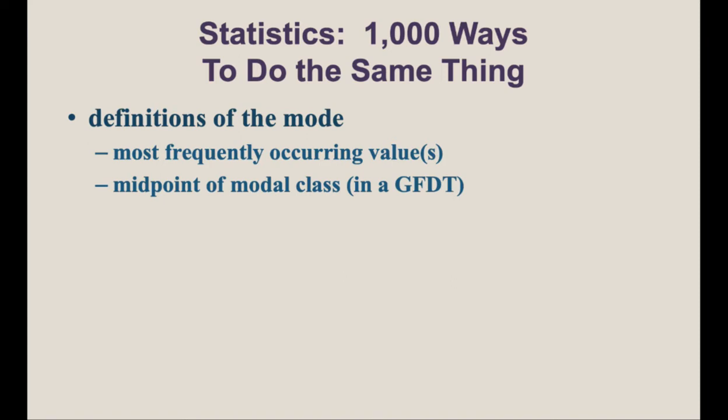For example, we've already seen that there is more than one definition available for the mode of a dataset. For example, the mode could be defined as the most frequently occurring data value in your dataset, or it could be the midpoint of the most frequently occurring class in a GFDT for the dataset. This means that if we structure the GFDT differently, you could actually obtain a different mode from the other GFDT.